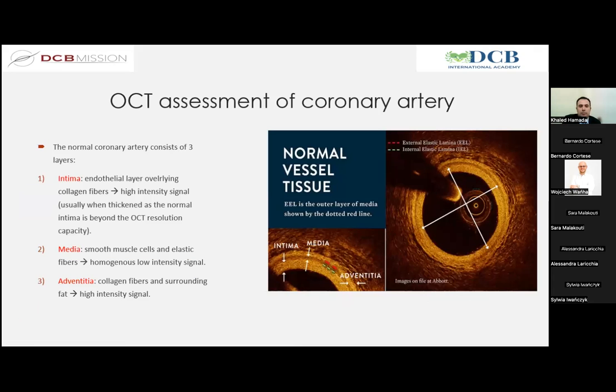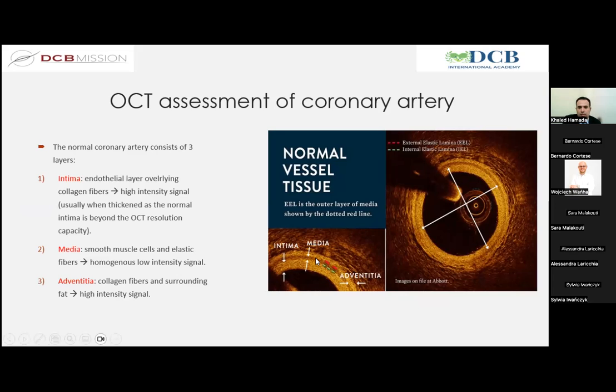OCT assessment of the normal coronary artery. The normal coronary artery consists of three layers: the intima, the media, and the adventitia. Usually with OCT images, we look first at the media, which consists of smooth muscle cells and elastic fibers, so it gives a homogeneous low intensity signal.